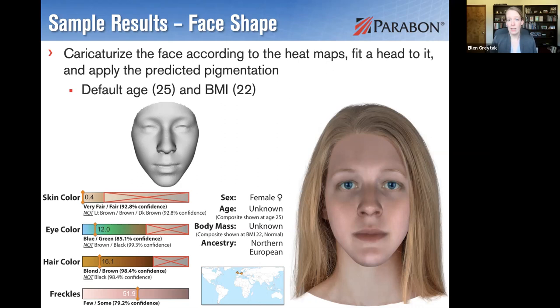So it's very important to know that these predictions are just based on DNA. So anything that's not genetic, whether someone wears glasses, how they wear their hair, if they have facial hair, all of those things can really affect your appearance and we can't know them. So this composite is really intended to be just a description of that person. And we found that this can be very, very powerful in a lot of cases.